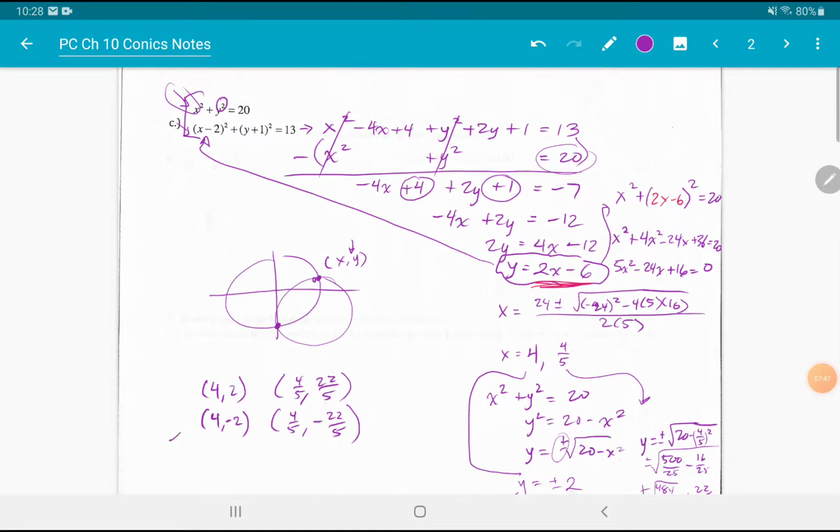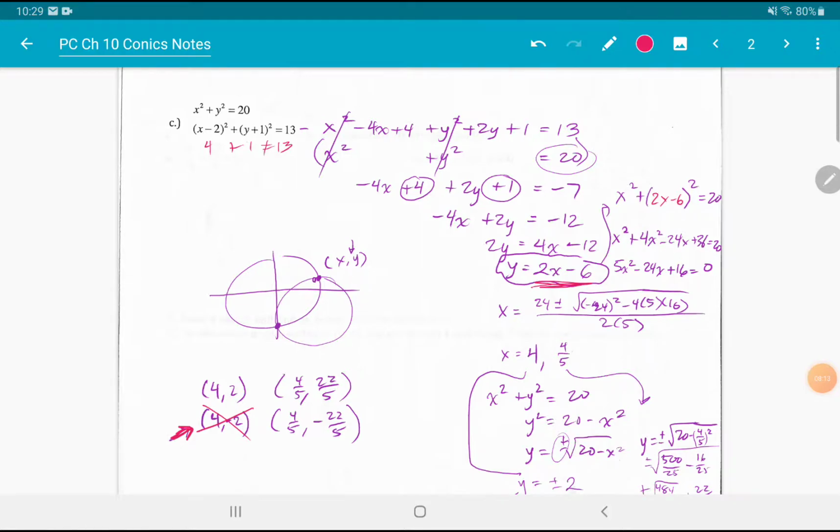Okay, let's go ahead and try this one first: (4, negative 2). I'm just going to show a little bit of work here so that you can see my checking. If we plug in (4, negative 2), 4 minus 2 will be 2, squared is 4, and negative 2 plus 1 gives us negative 1 squared, that's 1, and 4 plus 1 does not equal 13. That's showing us that this is not going to be an answer here.